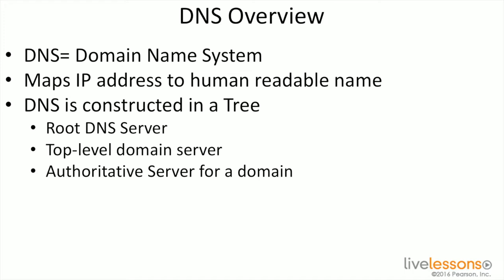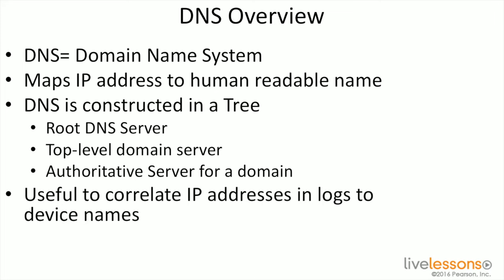You've got your root DNS server, then you have a top-level domain server, which is that .com, .gov, .mil, and then you've got an authoritative server for a domain. And this will be your DNS server that is going to be advertising any particular devices or sites that you have that you want to expose to the internet.